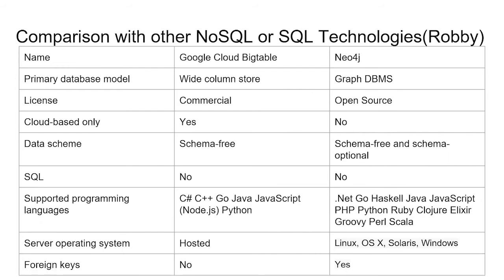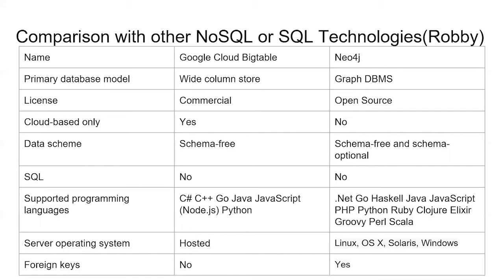Now let's compare with Neo4j. The primary database model of Google Cloud Bigtable is wide column store. Neo4j is a graph database management system. This database system is based on a graph-like data structure with nodes and edges to model complex hierarchical relations. Each edge in a graph represents an explicit relation. A node represents an entity. A relationship represents how two nodes are associated. Google Cloud Bigtable is commercial. Neo4j is open source. Google Cloud Bigtable is cloud-based only. Neo4j is not cloud-based only.